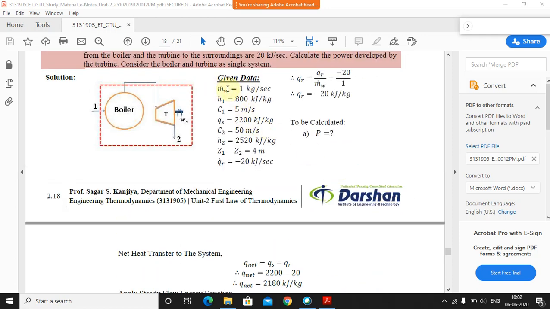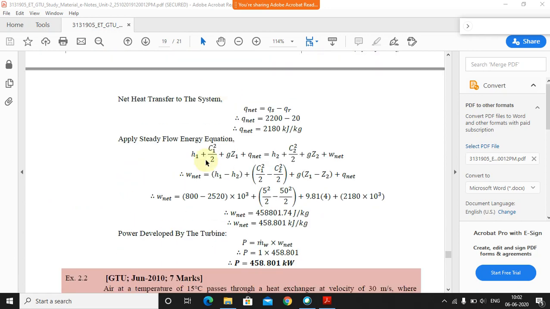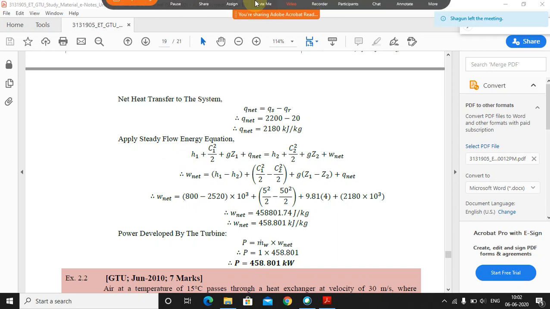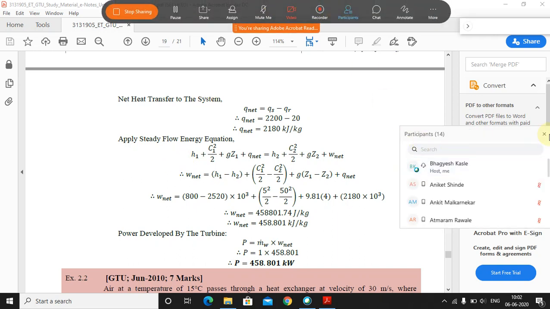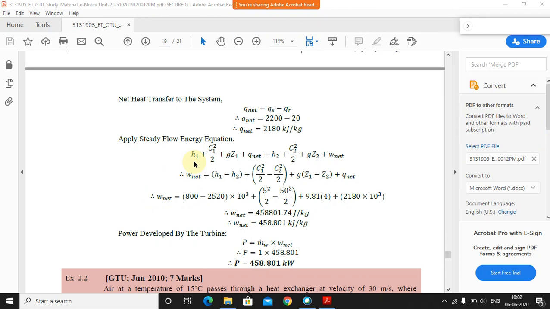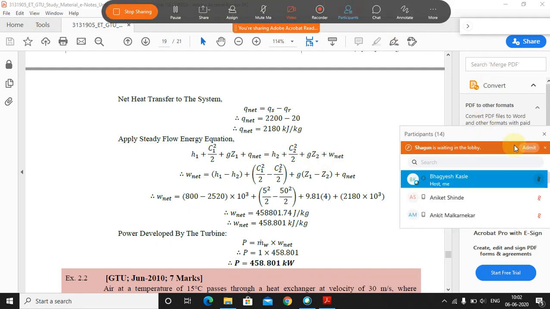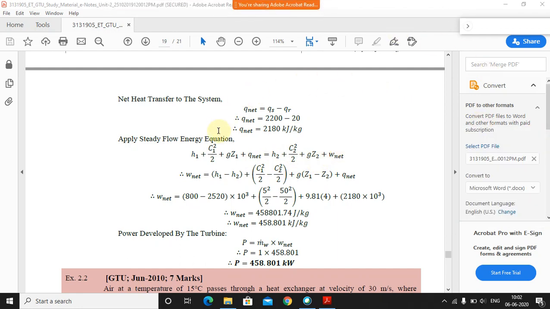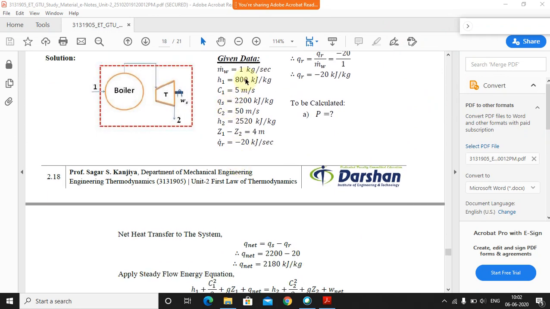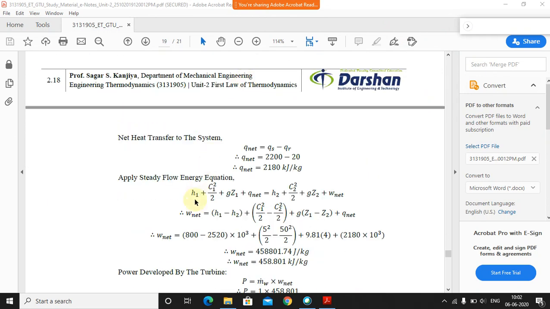The mass is given as 1 kg, so it will be 1, no need to write it down here. So simply, what will be the equation? H1 plus C1 square by 2 plus gZ1 plus Q net is equal to H2 plus C2 square by 2 plus gZ2 plus W net. Now what are the different values that we have? H1 is given as 800 over there.